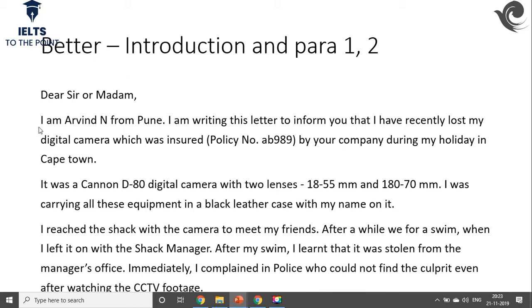this is a formal letter because you are introducing yourself. Second, the purpose of the letter is very clear, which establishes the tone of the letter further. It further helps you to establish that this is a formal letter. Next, it was a Canon D80 digital camera with 2 lenses, 18-55mm and 180/70mm. I was carrying all these equipment in a black leather case with my name on it. Rather than saying all these in a black leather case, you should say equipment.